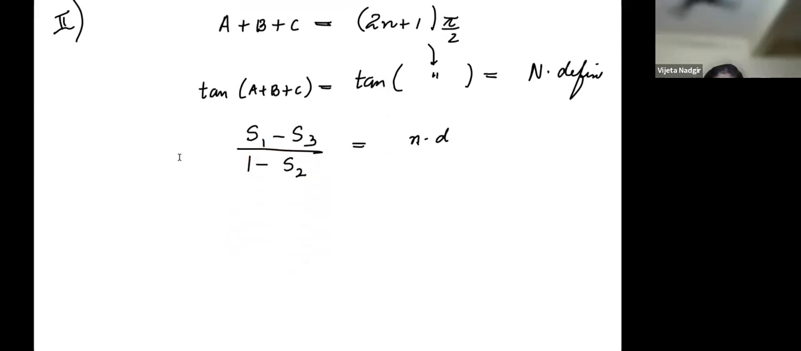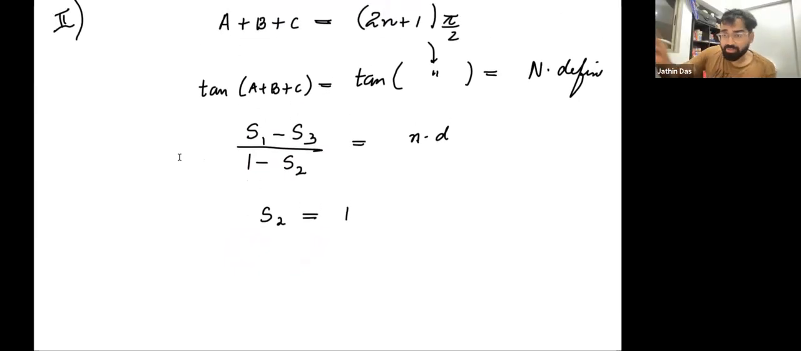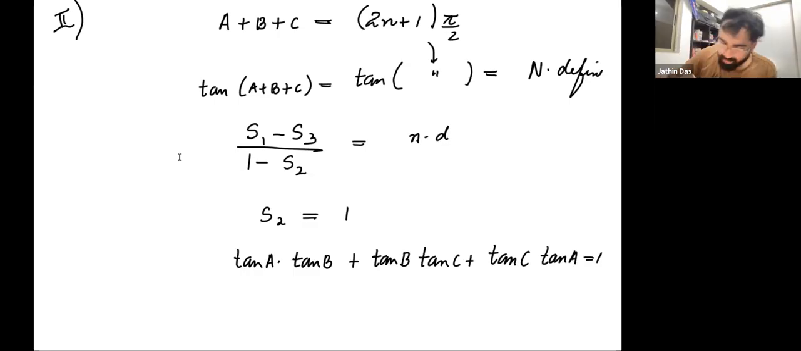Correct, no? So 1 minus S2 is 0. Yeah, S2 is equal to 1. So you can write tan A tan B plus tan B tan C plus tan C tan A is equal to 1. This means A plus B plus C is odd multiple of pi by 2. And converse is also true. That means, if you get such an expression, then you can say A plus B plus C is odd multiple of pi by 2. If it is already odd multiple of pi by 2, then this is true. Like that. Clear?